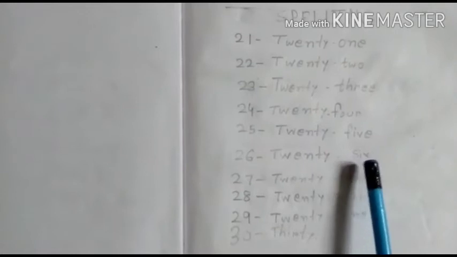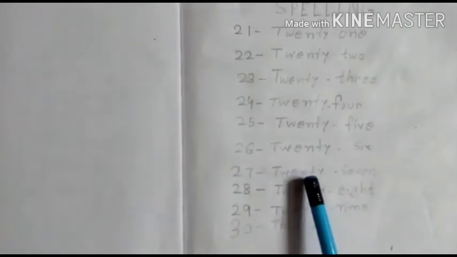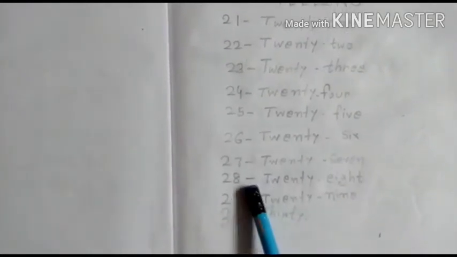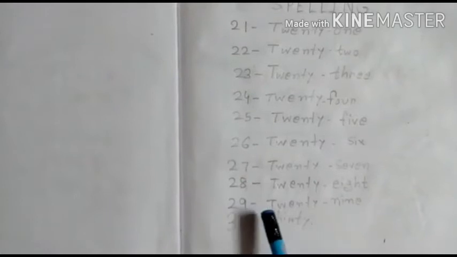T-W-E-N-T-Y. 26, S-I-X, 6, 26. Next, 27, T-W-E-N-T-Y, 20, S-E-V-E-N, 7. 28, T-W-E-N-T-Y, 20, E-I-G-H-T, 8, 28. 29, T-W-E-N-T-Y, 20, N-I-N-E, 9.